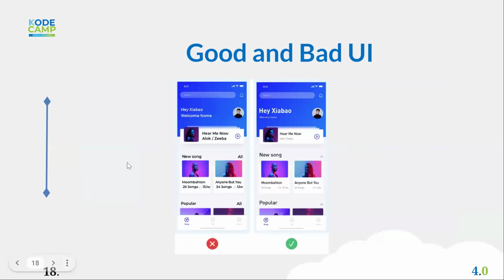Looking at this one now, can anyone say what I said about typography, use typography and explain why this is a bad and a good UI? Anyone? Ekon, do you want to answer the question? You can unmute and answer.